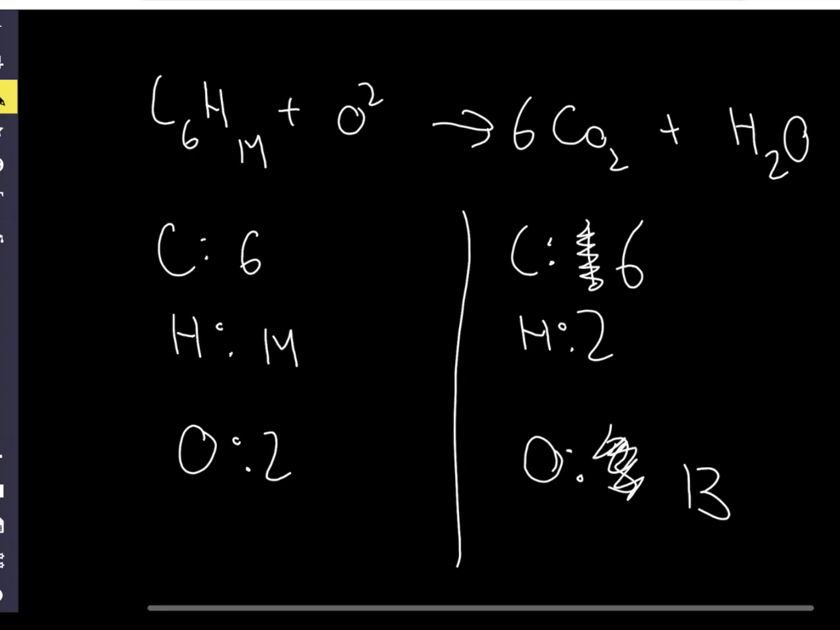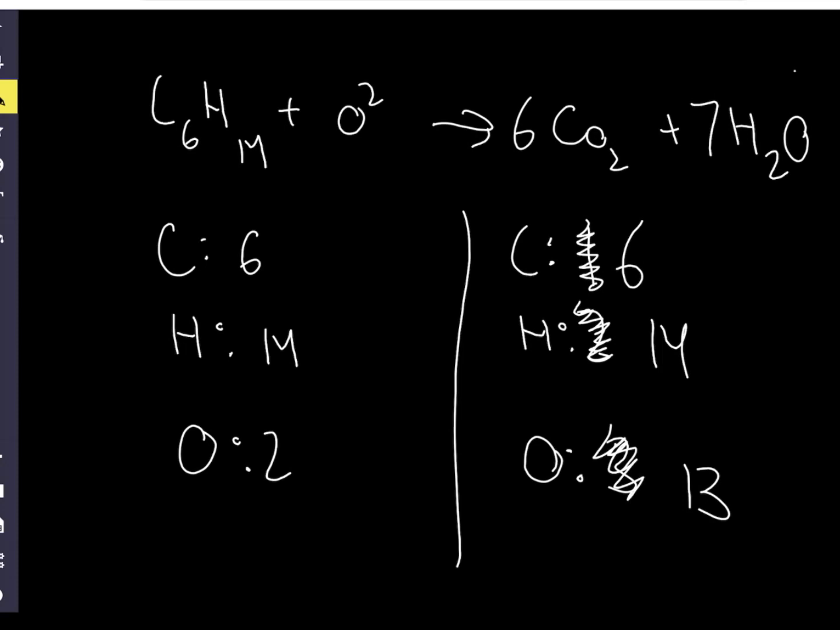Now we want to balance out the hydrogens. So now we know that this 14 in total divided by this 2 gives us the coefficient of 7. So we are going to put 14 here, and put the coefficient 7 there. And when distributing this oxygen, we get 12, plus 7, that's going to give us 19. So now we have 19 oxygen atoms.